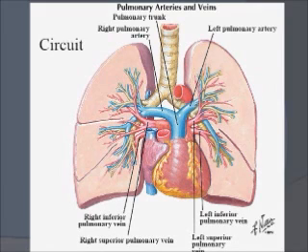This is just an illustrative diagram which shows the pulmonary arteries and veins. They form the vasculature of the lung. There are 4 veins: the right superior and right inferior pulmonary veins, and on the left side also 2 veins, so a total of 4 veins. The arteries are 2, right and left, and they have further branches.